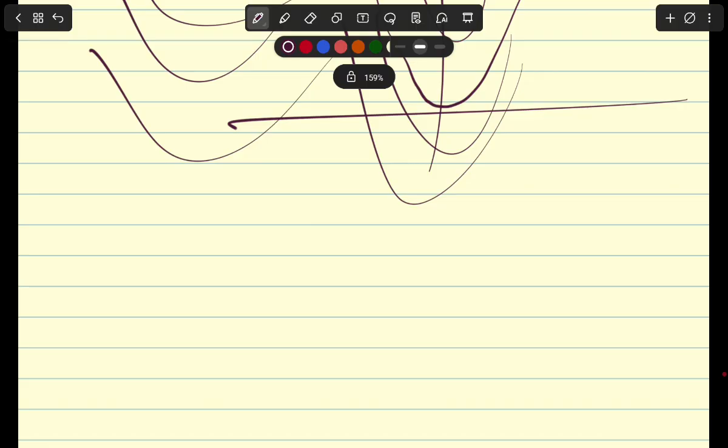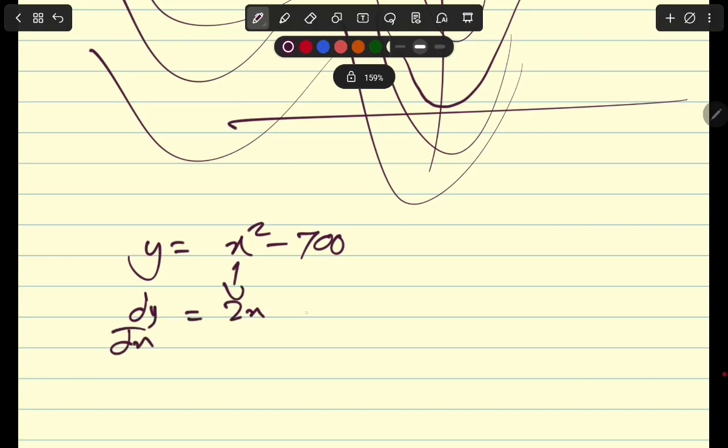Now, I want you to stop saying, don't forget plus c. Instead, say the derivative destroyed the constant when you differentiated a function. So y equals x squared minus 700. So the dy by dx preserved this, gave you 2x, but it destroyed this, right? There was a 0 because the differential of a constant is nothing but 0. So the derivative destroyed the constant. So integration must restore every possibility.